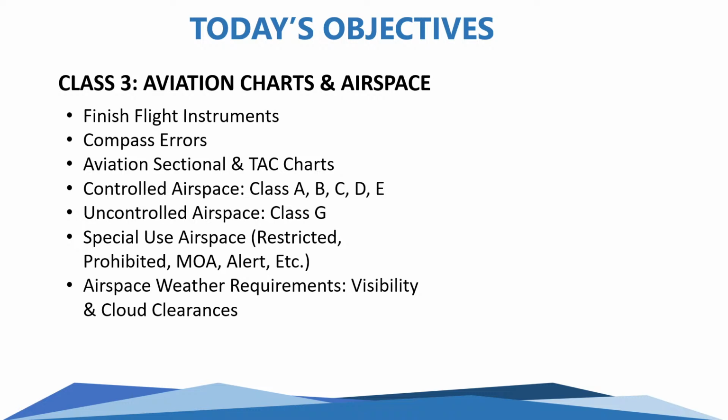Then we'll move on to the gyro instruments, so that's a total of 4 instruments together that we have to cover. We'll also go into the compass and compass errors, and then we'll switch gears and talk about what you can actually find on an aviation map. There are 2 different types of maps.